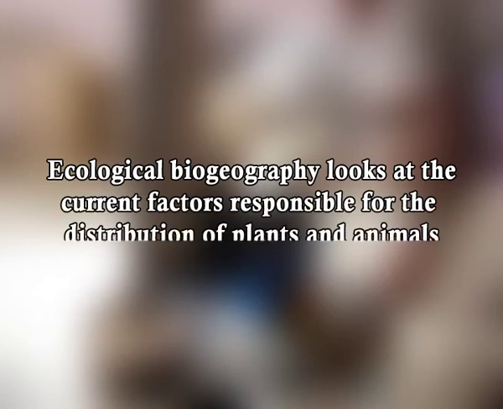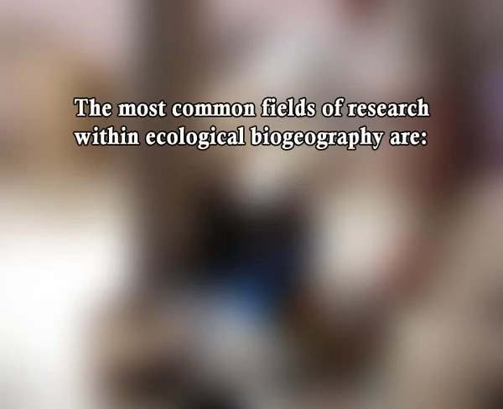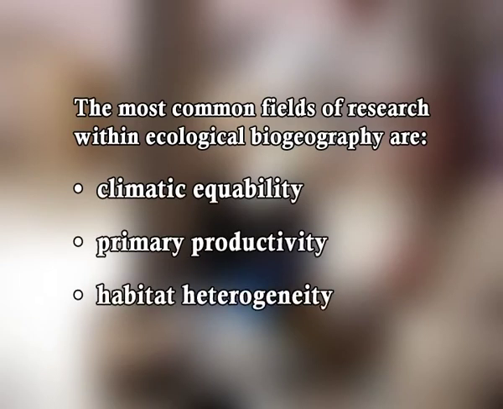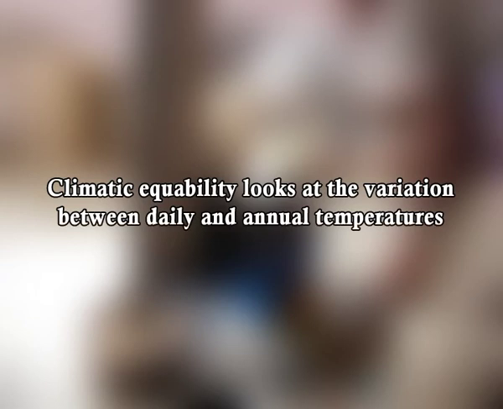Ecological biogeography looks at the current factors responsible for the distribution of plants and animals. The most common fields of research within ecological biogeography are climate equability, primary productivity, and habitat heterogeneity. Climate equability looks at the variation between daily and annual temperatures. It's harder to survive in areas with high variation between day and night and seasonal temperatures.